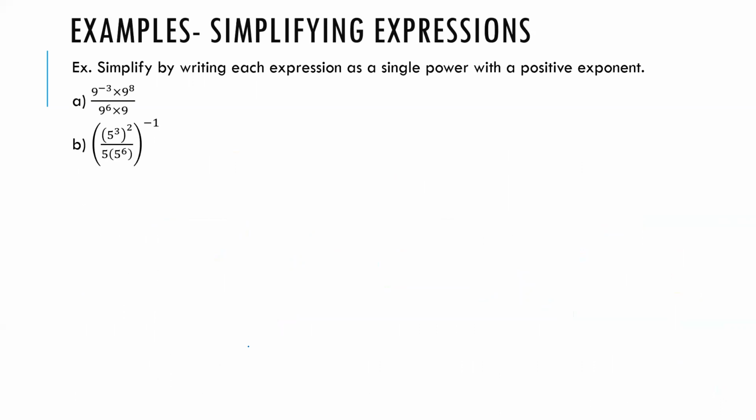simplifying expressions. So what do we do when we have a larger expression and we're asked to write all of it as a positive exponent? You're going to see these types of questions a lot. So in the first example, it seems really tricky. 9 to the power -3 times 9 to the power of 8 divided by 9 to the power 6 times 9. But really, this isn't that hard.